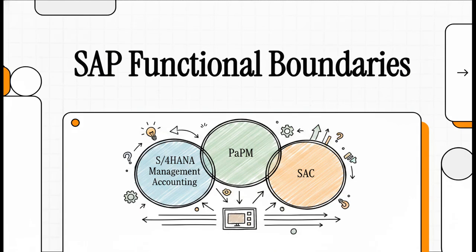Welcome to This Explainer. Today, we're diving straight into untangling what has to be one of the most common and, let's be honest, frustrating architectural knots in the modern enterprise landscape. We're going to completely demystify the overlapping capabilities of SAP's core finance and planning tools. I'm talking about S/4HANA Management Accounting, PAPM, and SAC. Our ultimate goal here? To help you design a super clean, principle-based system that completely avoids redundant logic and that dreaded data chaos. Let's get into it.